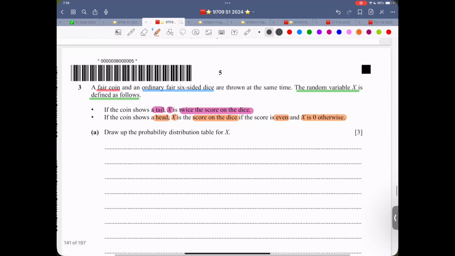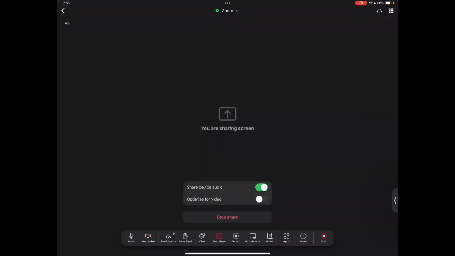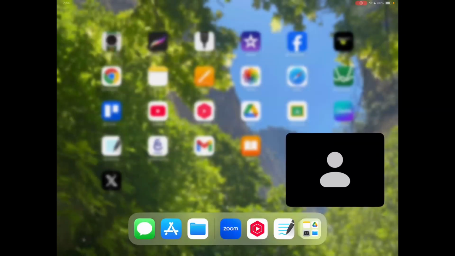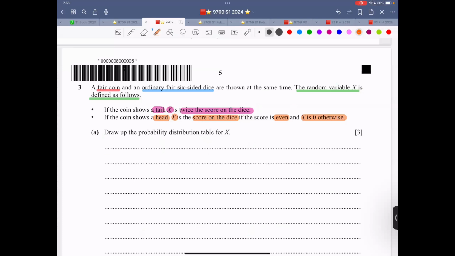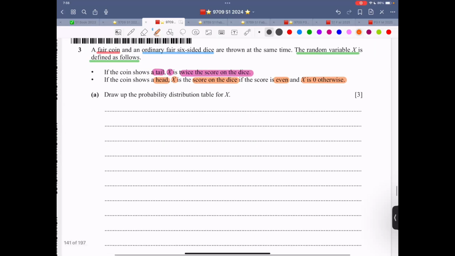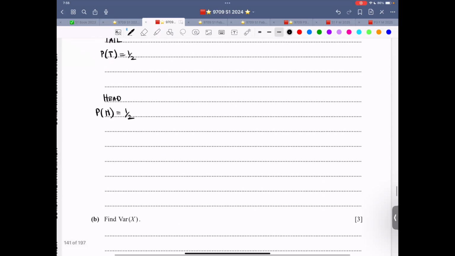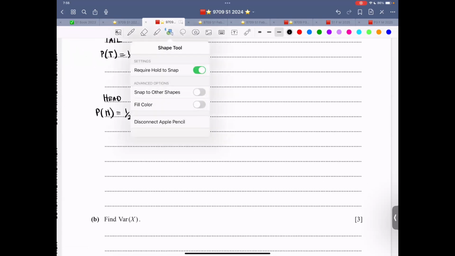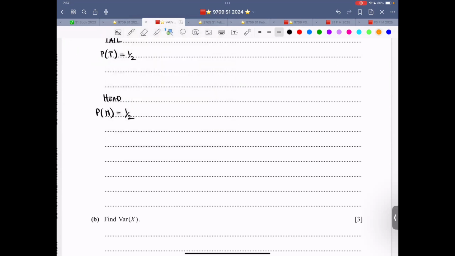Find variance of x. Let me just double check one thing. That is the recording and everything. Okay. So now it says, first of all, let me write over here, tail. The probability of tail is half. Let me write over here, head. The probability of head is also half. And then based upon that, later on, I'll add this up and make one table over here.